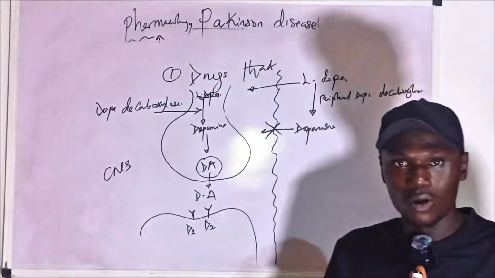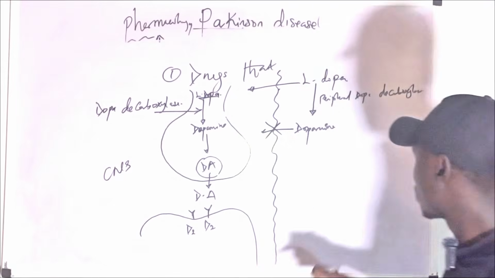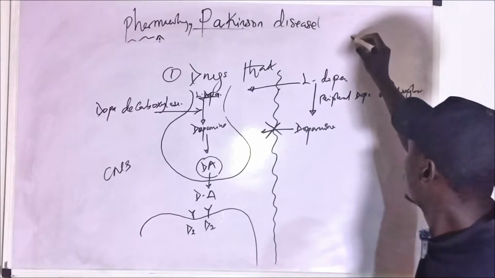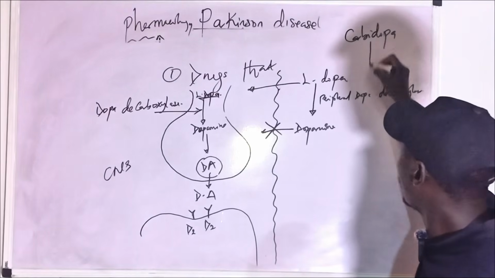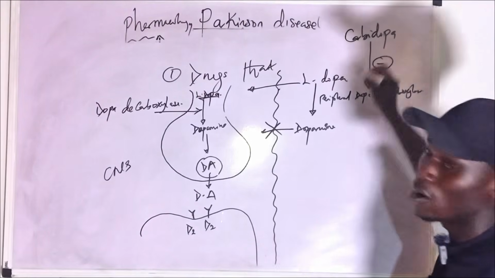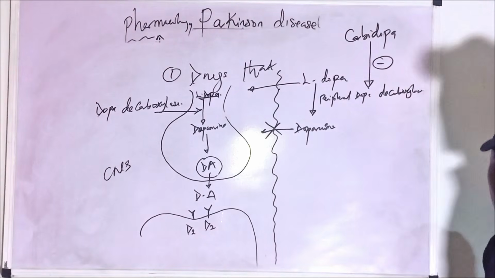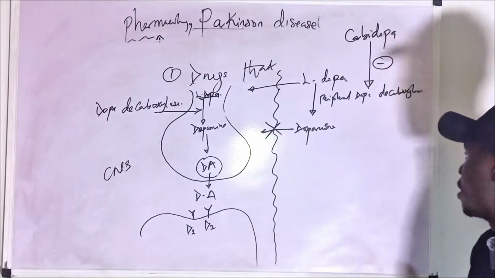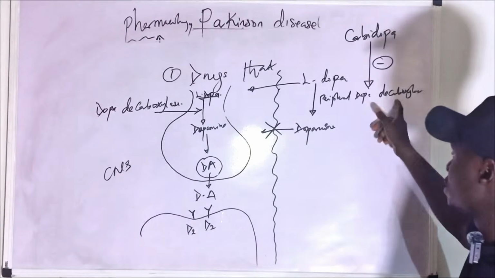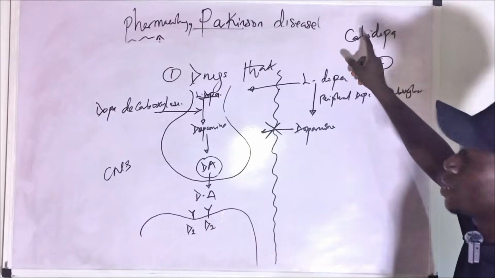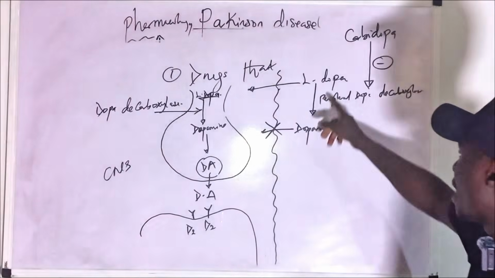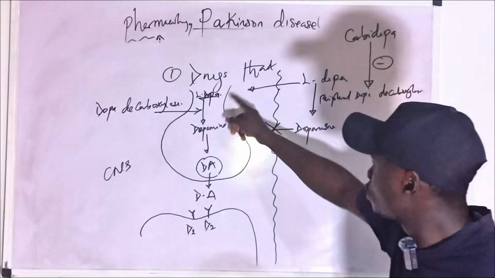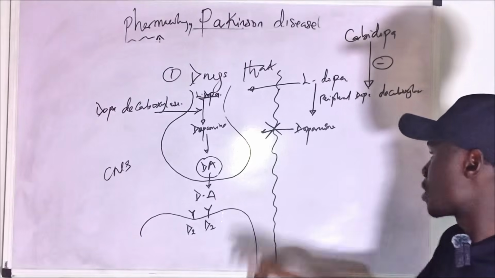Now, in order to combat this, we give a drug that is called what? Carbidopa. So, carbidopa will come to this place and inhibit peripheral dopa decarboxylase. Do you get it now? That's what carbidopa will inhibit. And if carbidopa inhibits this enzyme, it means that my L-dopa will now be able to cross through the membrane without being converted to dopamine.